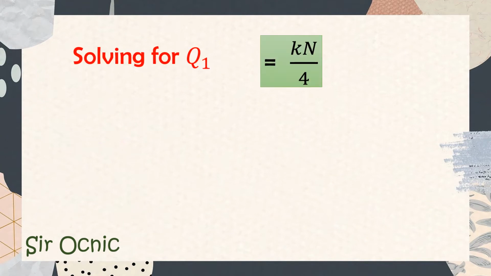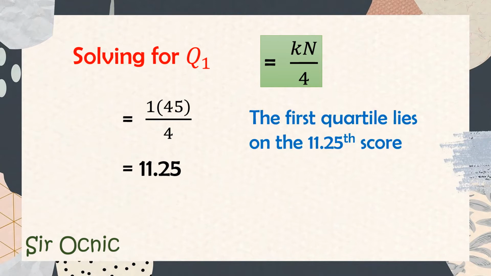Solving for the first quartile using the formula kn all over 4, we will have 1 times 45, which is the total frequency, all over 4, which is equal to 11.25. That means that the first quartile lies on the 11.25th score of the distribution.